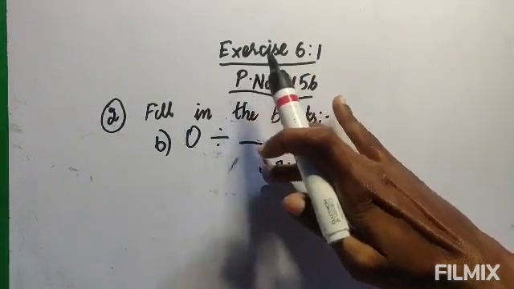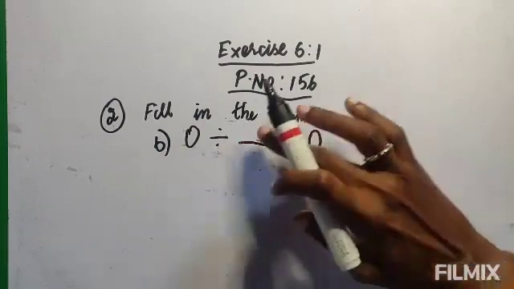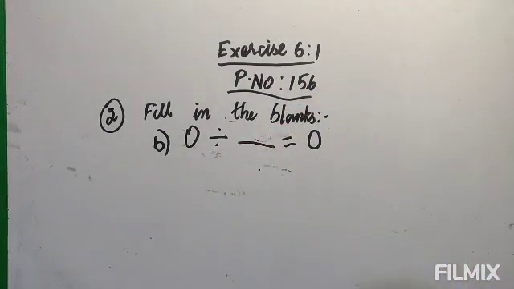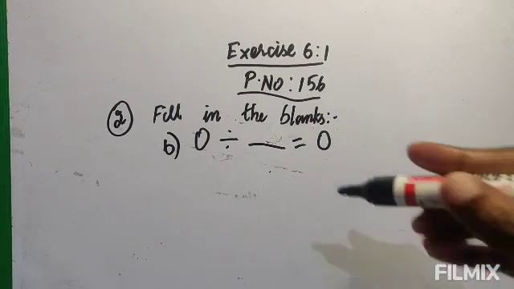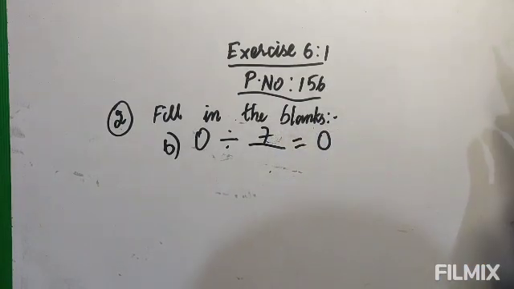Okay, already you have learned, I think, in properties, that you cannot divide any number by 0. So 0 you cannot write. You can write any number other than 0 there, like 7 or 10 or 1000.